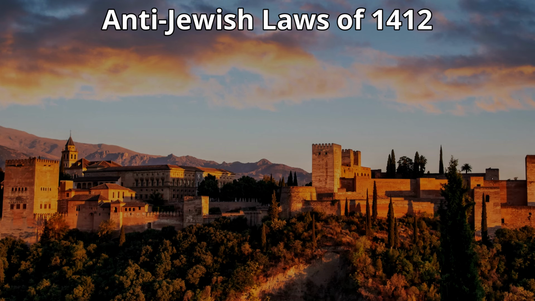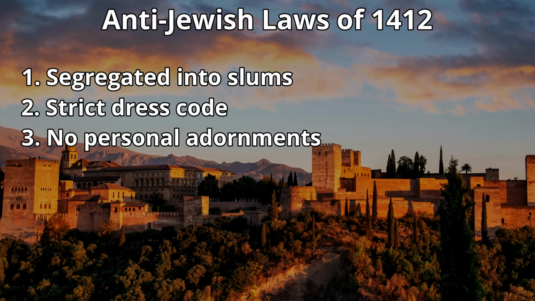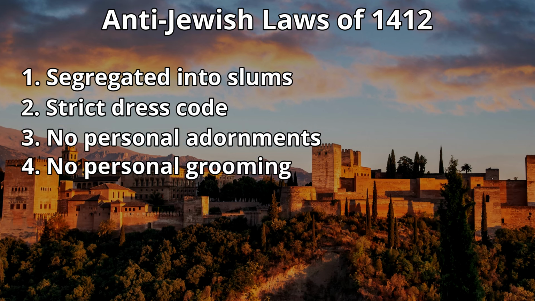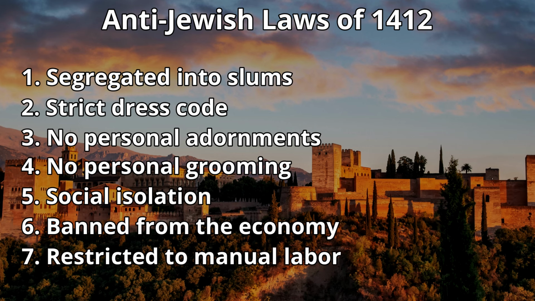Starting in 1412, Spain passed a series of anti-Jewish laws to really try to push them out of Spain or get them to convert. Jews were segregated from the city and pushed into slums on the outskirts of town. They were given a strict dress code. They couldn't wear perfume or accessories or luxurious clothing. Men were forced to let their beards grow unruly and long. They were to have no interaction with non-Jews. They were banned from owning land or farms or holding political office or engaging with most businesses or having their own businesses, and were only allowed to perform manual labor, things like splitting wood and carrying water.